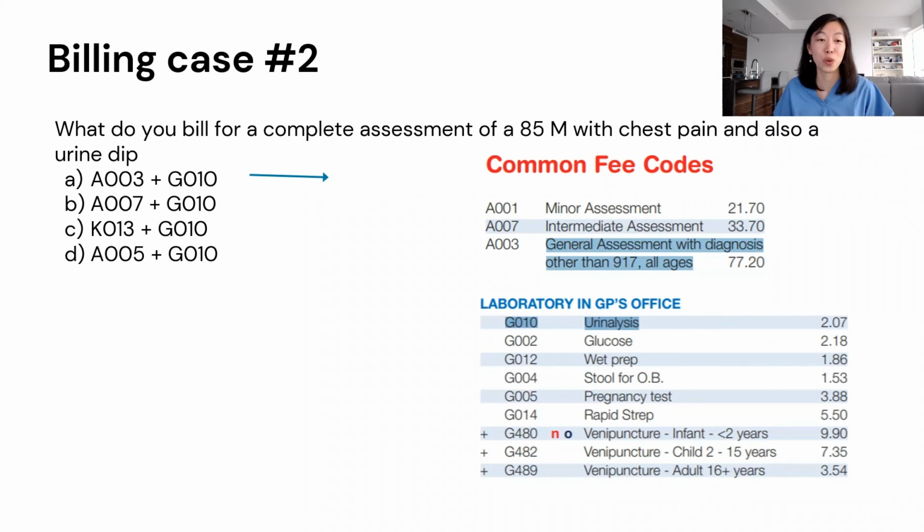So even though when you're doing an annual physical, you're doing a pretty comprehensive history and physical, it has a separate billing code for that as well. And the G010, that's just your urinalysis code.